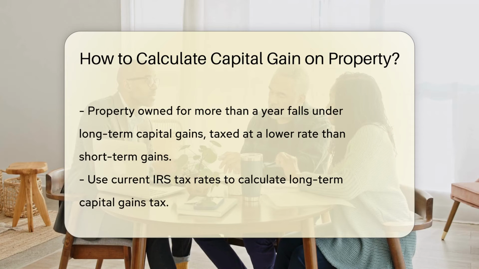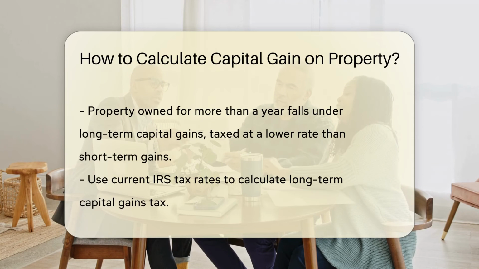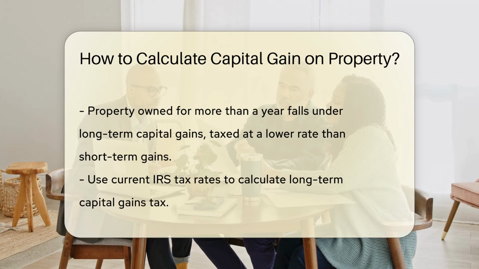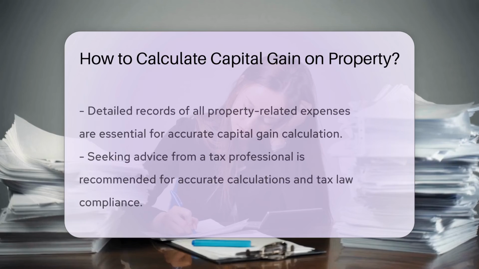Capital gains tax rates vary based on how long you owned the property. If you owned the property for more than a year, it is considered a long-term capital gain and taxed at a lower rate than short-term capital gains. To calculate long-term capital gains tax, you can use the current tax rates provided by the IRS.